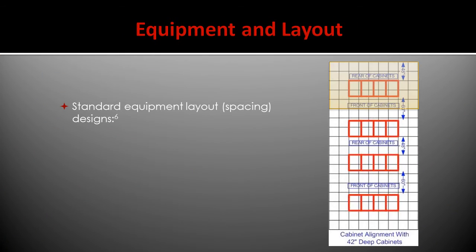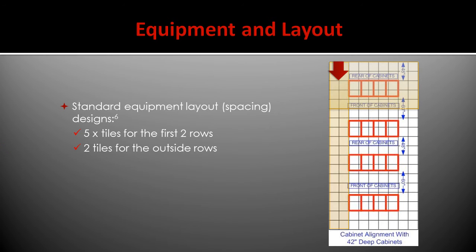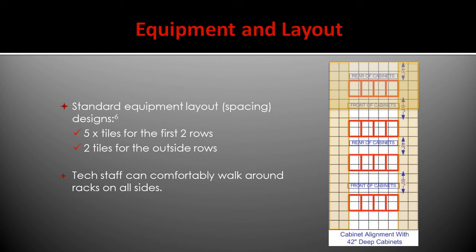Standard equipment layout designs show 5 tiles for the first 2 rows and 2 tiles for the outside rows. This formation allows tech staff to comfortably walk around the racks on all sides when needed.